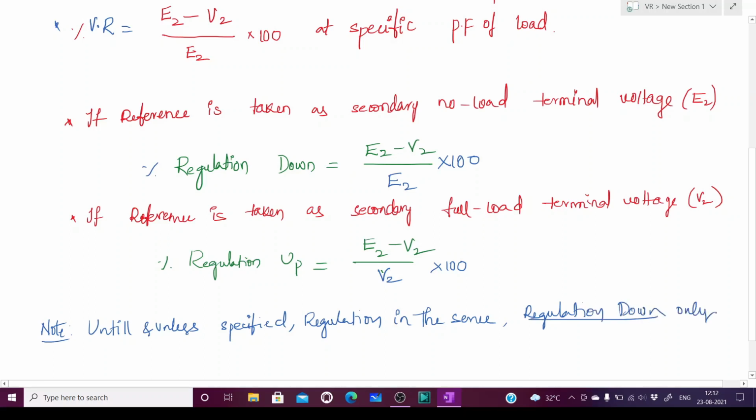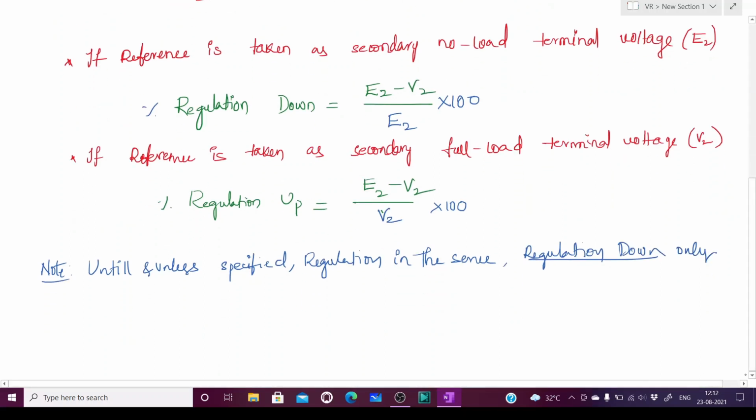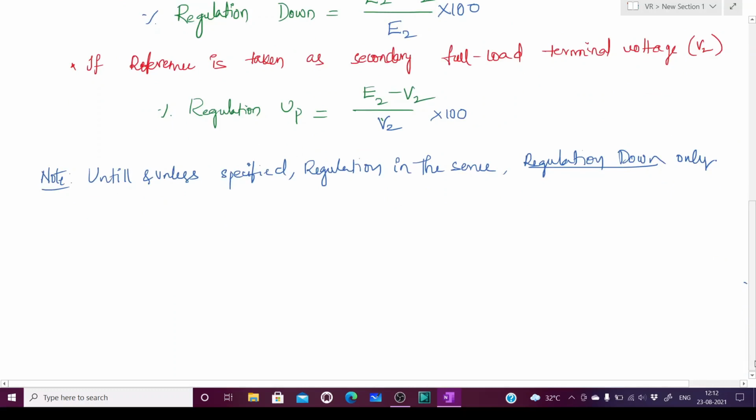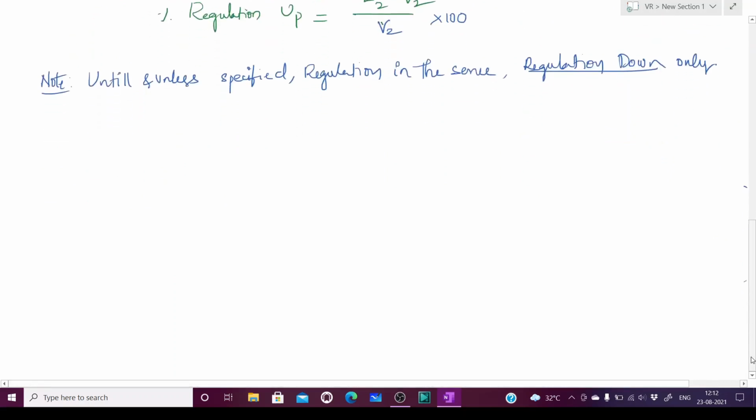Unless mentioned, we take regulation as the default notification. Okay, so let us try to understand voltage regulation for different power factor. Simply, voltage regulation is nothing but the percentage voltage drop in a transformer at a specific power factor of the load.